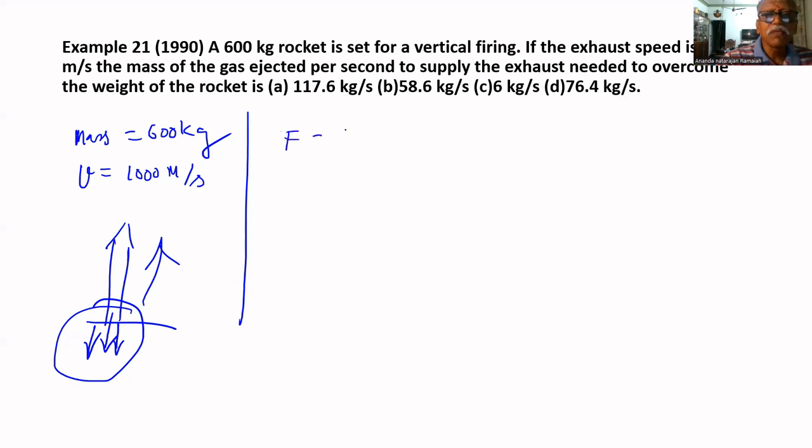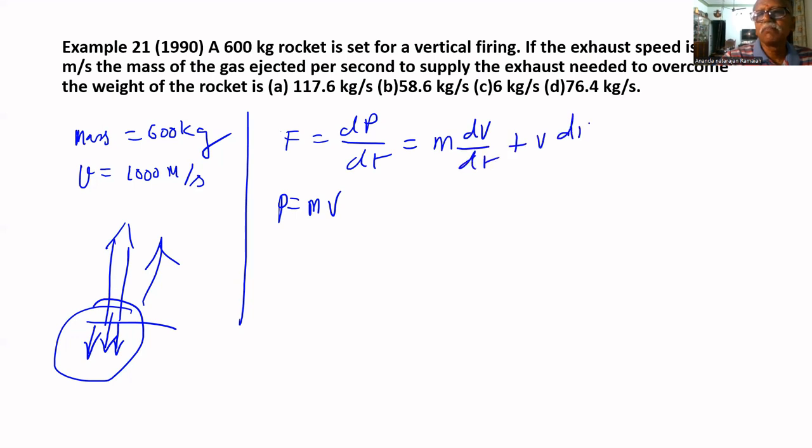F equal to dp by dt. p equal to mv. Therefore, m into dv by dt plus v into dm by dt. In this case, the first term is equal to 0. Exhaust speed is 1000 meter per second, given. That's why v into dm by dt. Therefore, velocity is given, v. Mass of the gas per second to supply the exhaust needed.